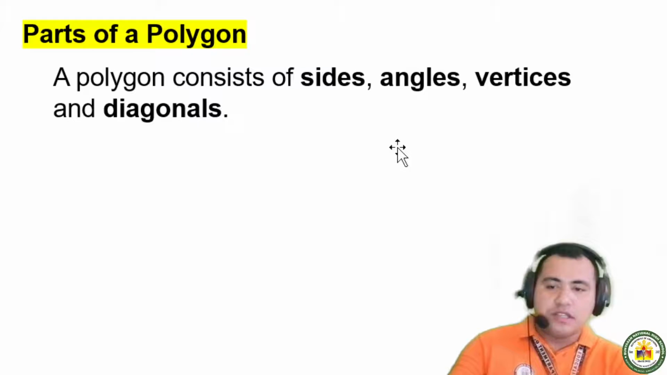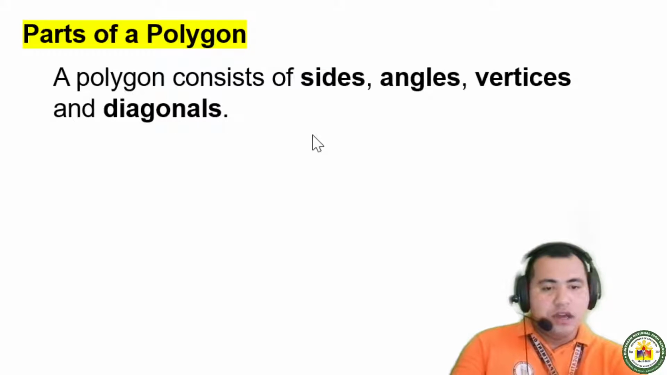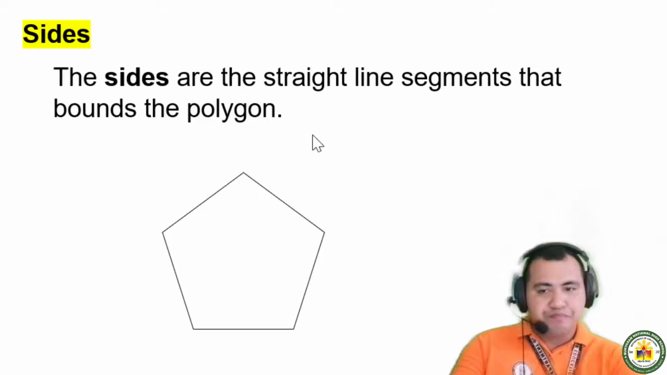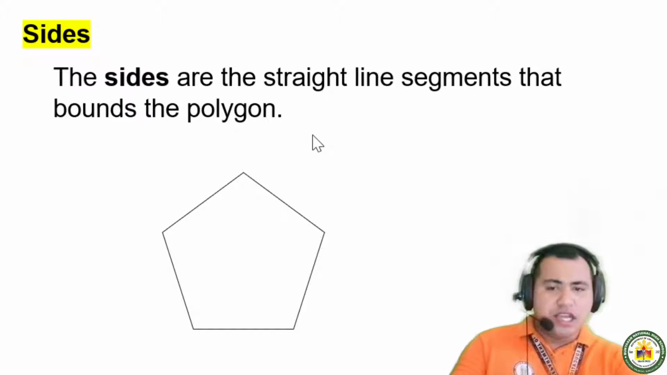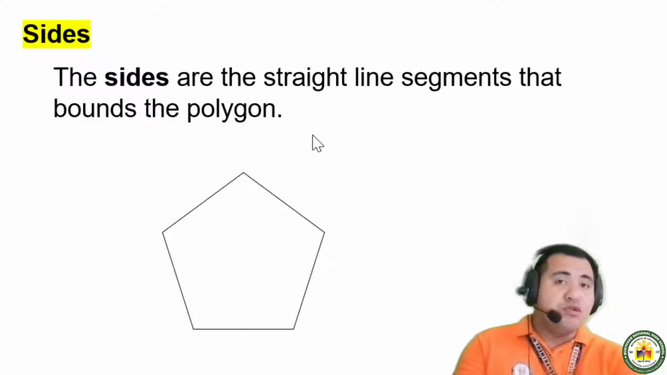Okay, let's move on to the parts of a polygon. The parts of a polygon consist of sides, angles, vertices, and diagonals. So, there are four parts of a polygon. Now, we will discuss these parts one by one. First, let's start with the sides of a polygon. The sides of a polygon are straight line segments that bound the polygon.